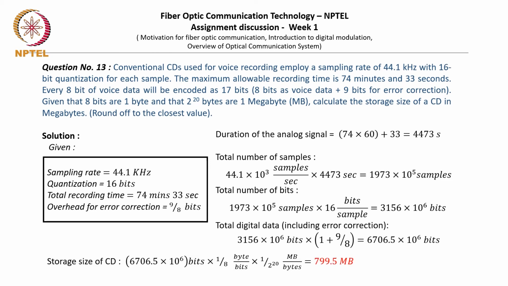That will lead us to the storage size of the CD, or how much total data we are going to store. So we know the total number of digital data bits, and we know that every 8 bits is 1 byte and every 2 to the power 20 bytes is 1 megabyte. So which is 799.5 MB of data. So from the options given to us, this represents option D, or 800 MB of data for this question. So that is how this question is to be solved. Thank you.